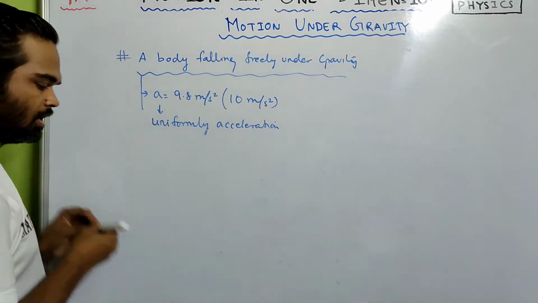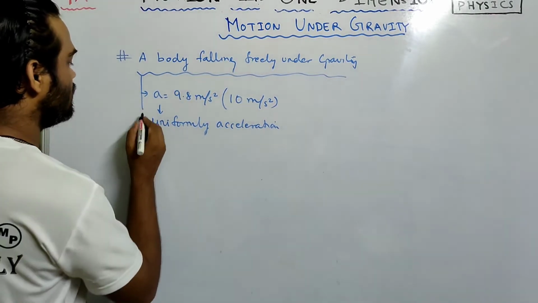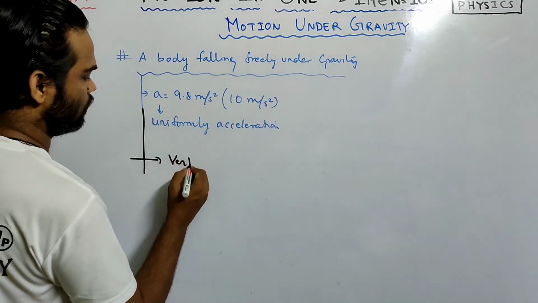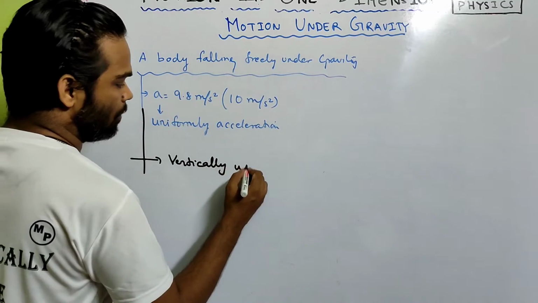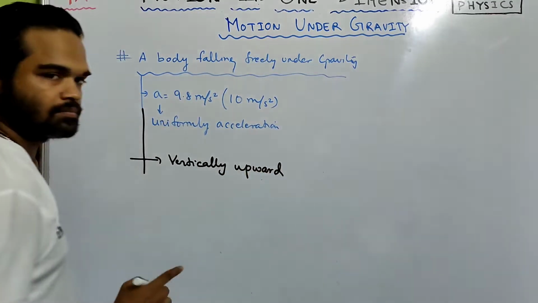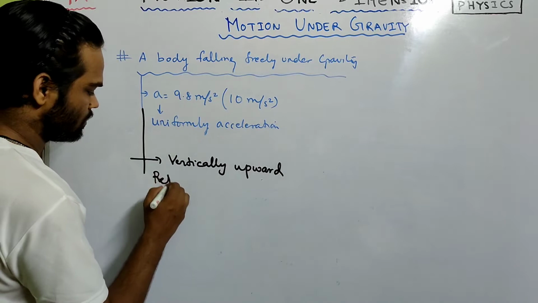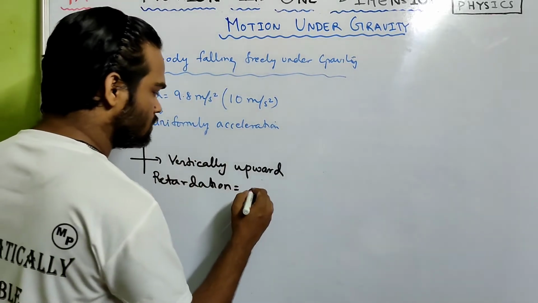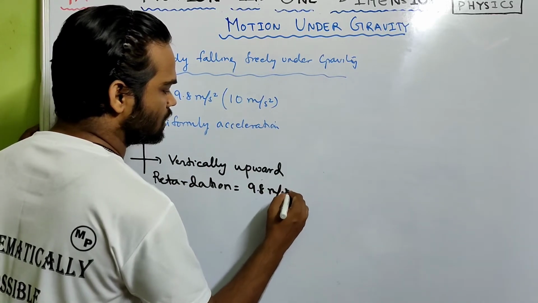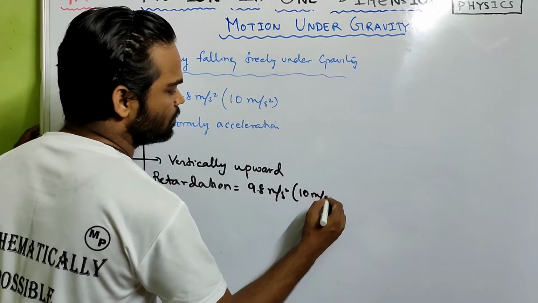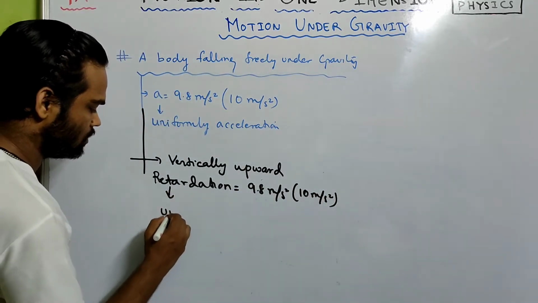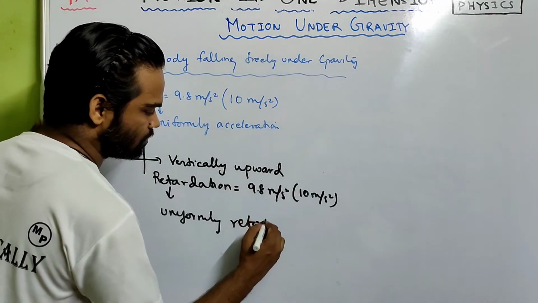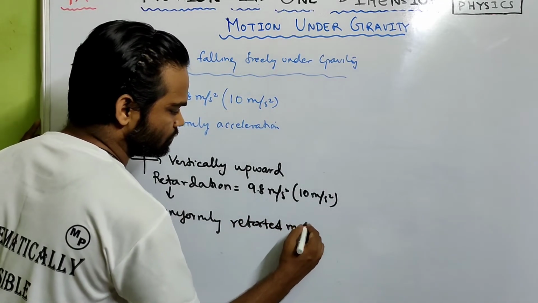And if the body is moving vertically upward, then the retardation produced, which is negative of acceleration, is 9.8 meter per second square. Roughly we take it as 10 meter per second square. This is uniformly retarded motion, you can say.